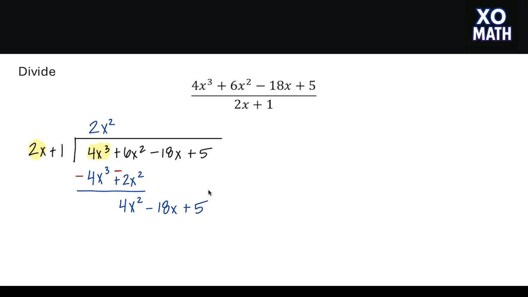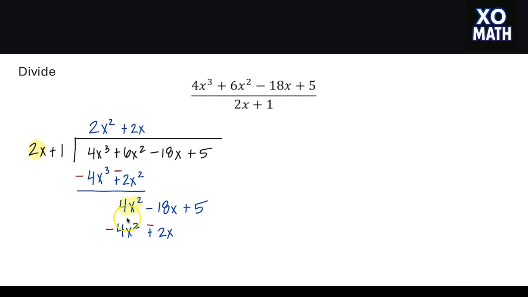So now we are going to focus on the first term in the divisor, again, 2x, and what we have to multiply by to get from 2x to 4x squared now. So we're going to have to multiply by 2x. So that's going to be the next piece of our quotient, 2x, and then we're going to multiply. We're going to multiply 2x times 2x, that's 4x squared, and then 2x times 1, that's plus 2x.